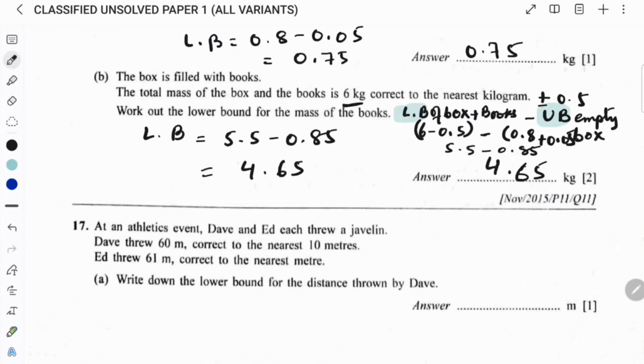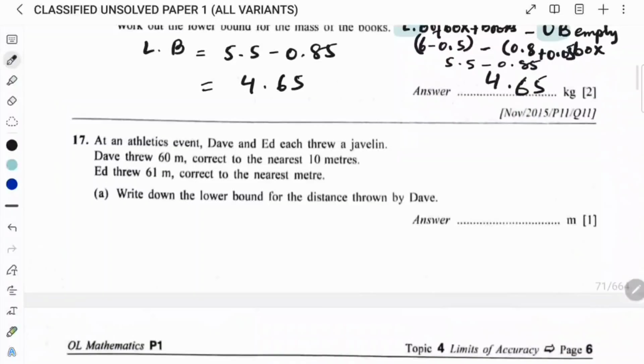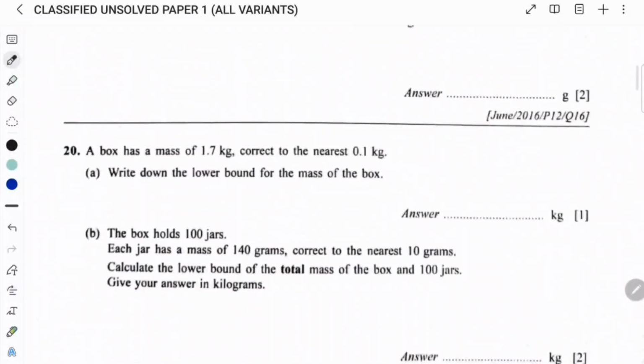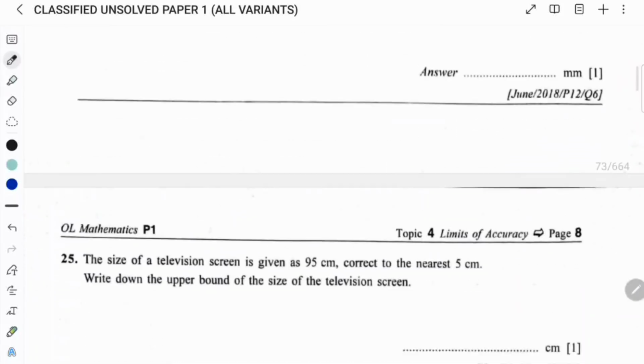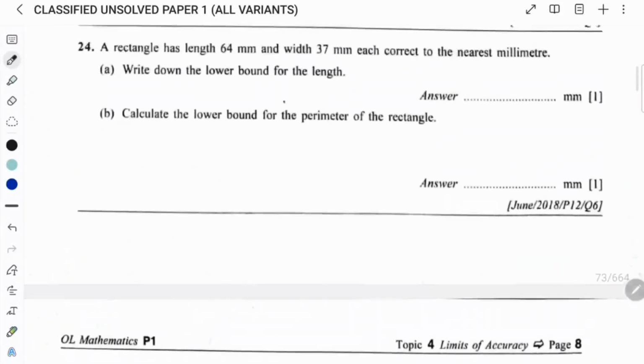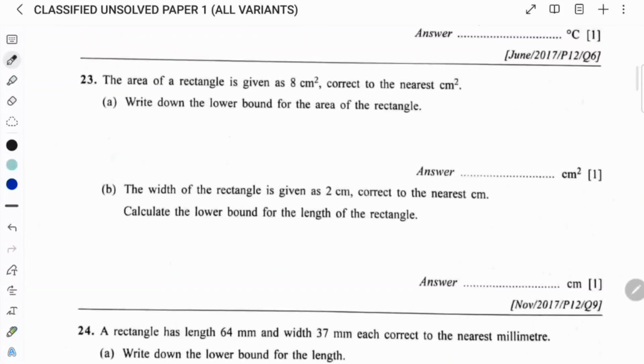Alright, so we did lots of questions with the basic explanation of limits of accuracy. The few questions left are almost all the same type, so you can do them yourself. And that's all for limits of accuracy. Remember, these questions often appear in the non-calculator paper, so keep practicing and do practice of the other topics as well.